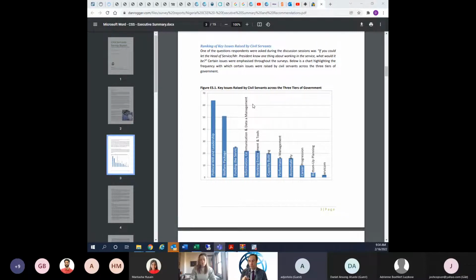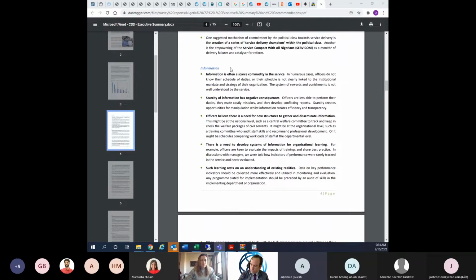And therefore, the conversations have to be about reform at the individual unit level, about the individual ministry level. We're trying to change conversations across each of those tiers. And so this was the national report. What it did was take a particular topic, information, and make very clean articulations of what the problem was and what the solutions were. There's a need to develop systems of information for organizational learning. They want to evaluate the impact of the trainings they have and understand which ones work best, a little bit like we then went on to do in Ghana.